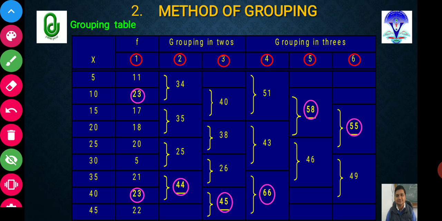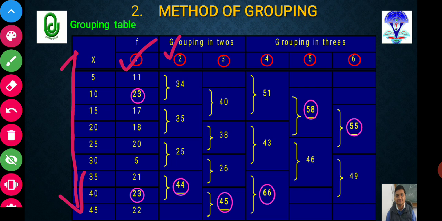What we have done, again I will summarize the procedure. First of all, the values which have been given in the question we will write in the first column, but we will not designate it as any column. Just in this column we will write the values. In the next column we will write the frequency, and we will designate this column as column 1.